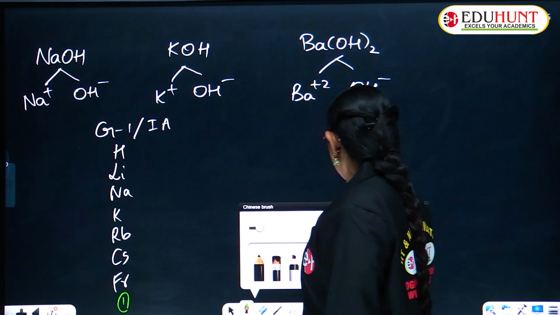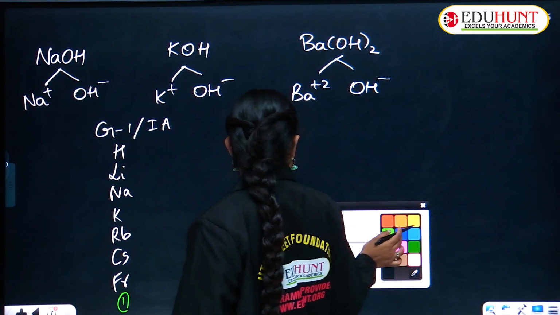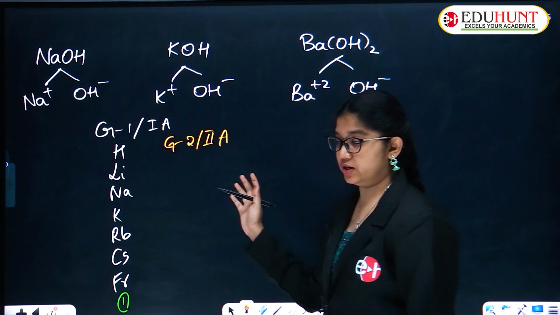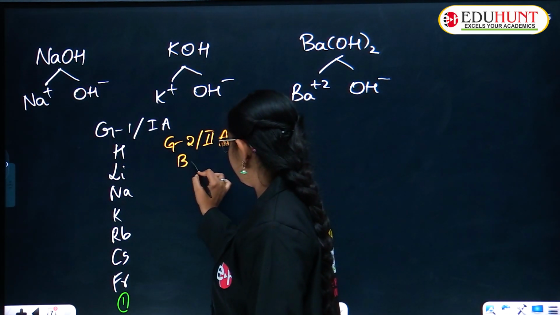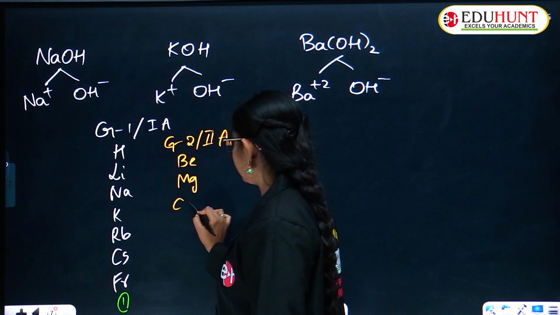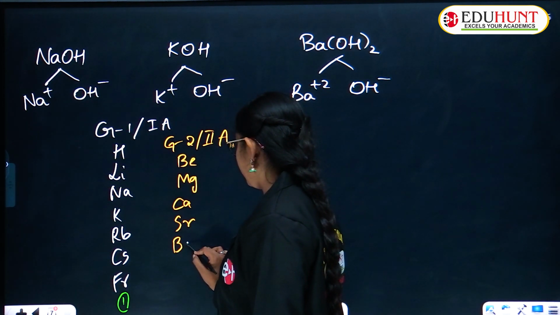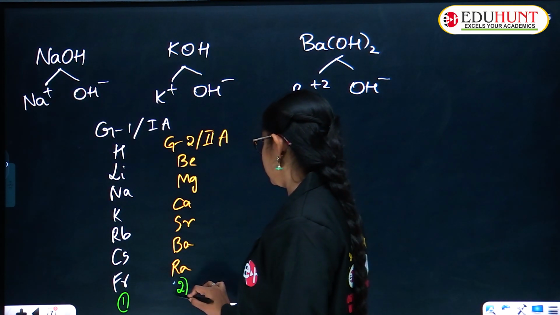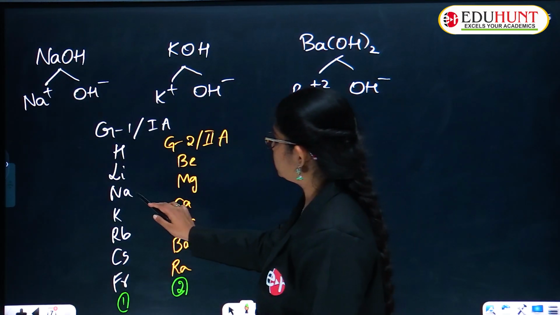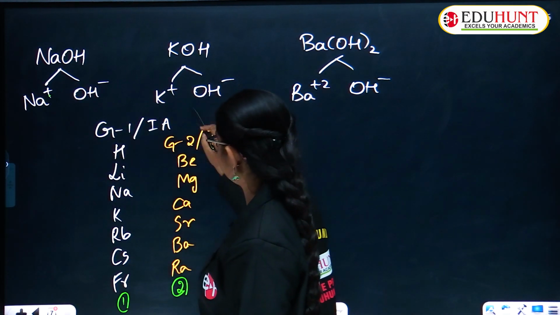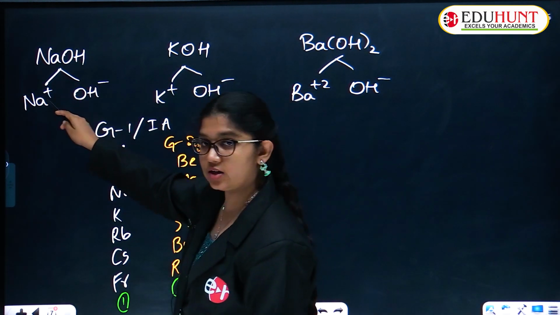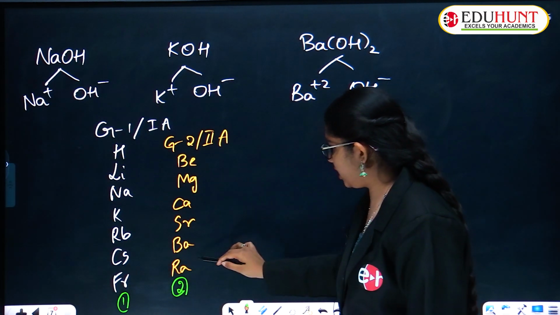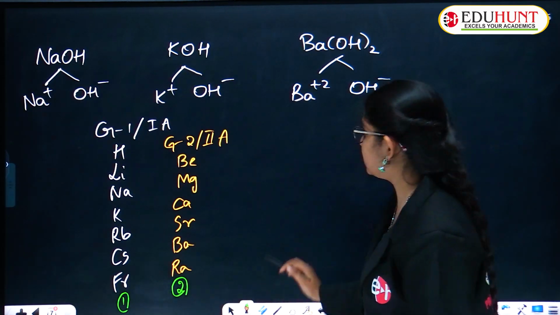And the group 2 elements are also called Roman number 2A. They are beryllium, magnesium, calcium, strontium, barium, radium. These group 2 elements will have valency 2. Hence, for sodium and potassium, I wrote only plus, because they have valency only 1. So Na plus and K plus. But barium is in group 2, so valency will be 2. That's the reason for plus 2.